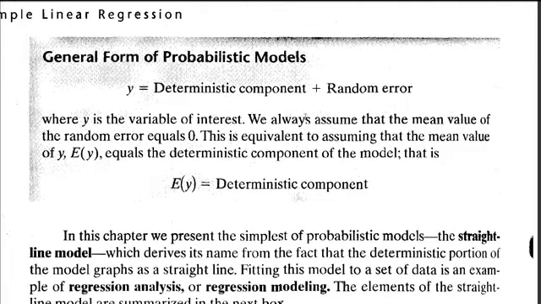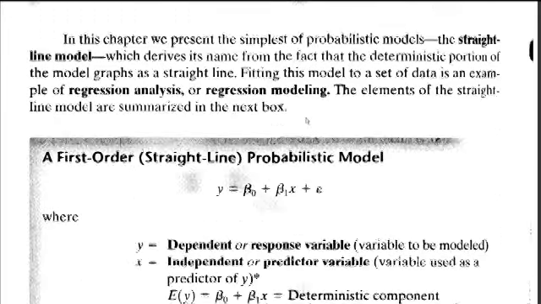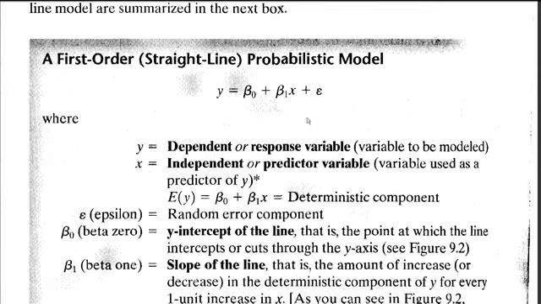In this chapter, we present the simplest probabilistic model, the straight line model, which derives its name from the fact that the deterministic portion of the model graphs as a straight line. Fitting this model to a set of data is an example of regression analysis or regression modeling. The elements of the straight line model are summarized in the next box. Pardon me.